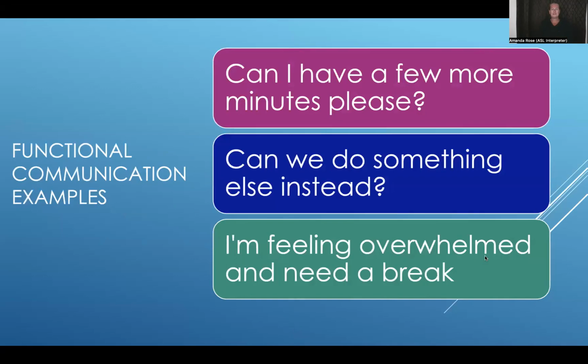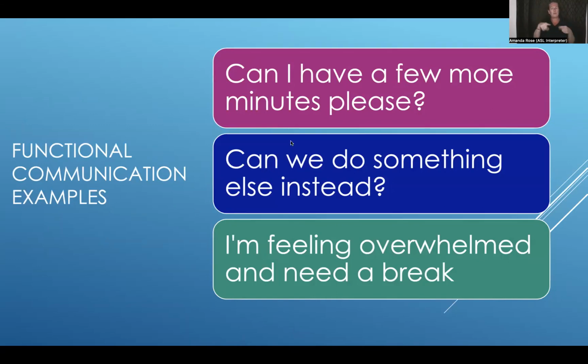Some examples of functional communication are: can I have more time, please? Can we do something else instead? I'm feeling overwhelmed and I need a break. These are the phrases that we would model for them in times when they're engaging in that behavior you're struggling with at home. So these are something that you can narrate as they're engaging in that behavior.